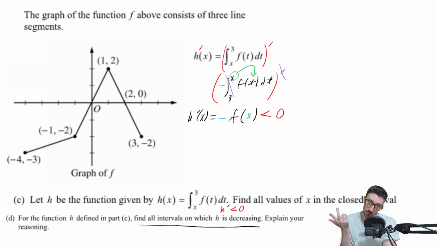And now I could multiply both sides by a negative here. If I do so, that is going to flip the sign whenever you multiply or divide by a negative. So now we just want to figure out when f of x is greater than 0.